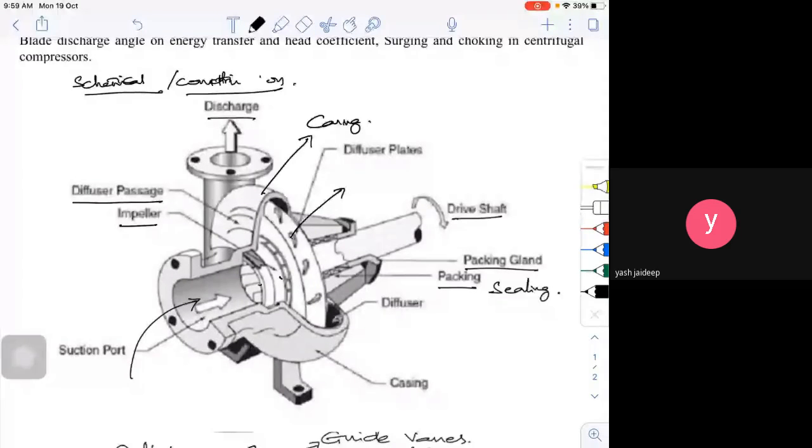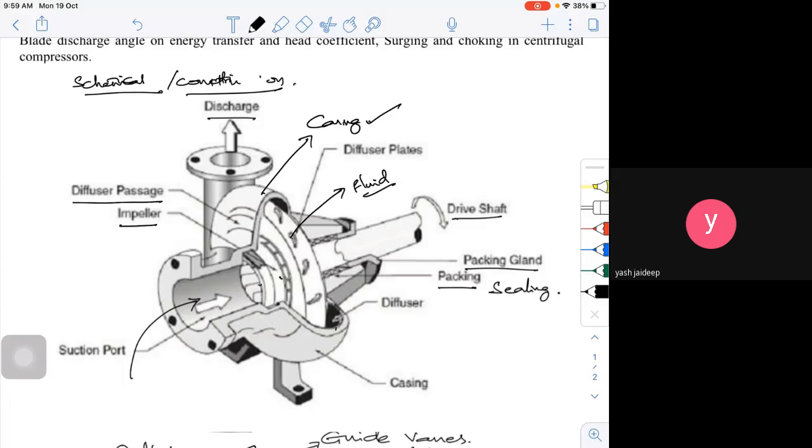This will ensure the fluid is accelerated, that is, the kinetic energy gets converted to pressure head. That is what happens in the diffuser plates. Then the casing also does this. So a part of the energy is converted from kinetic energy to pressure energy in the diffuser plates, or outer static plates or static blades, and a part is converted in the diffuser casing.